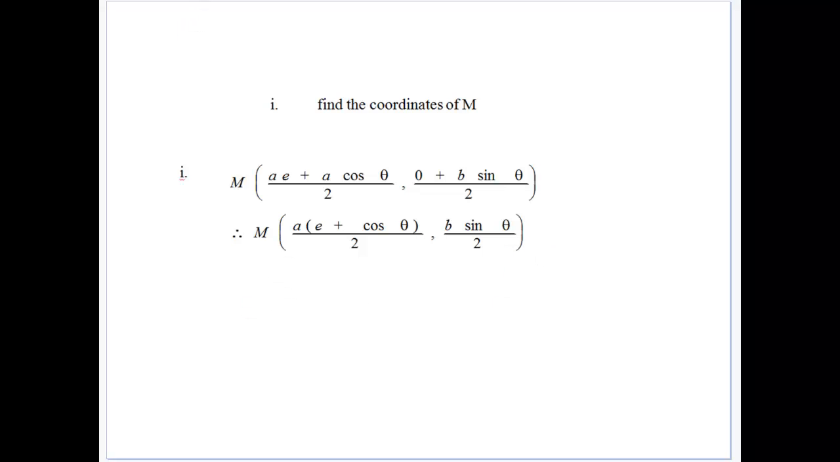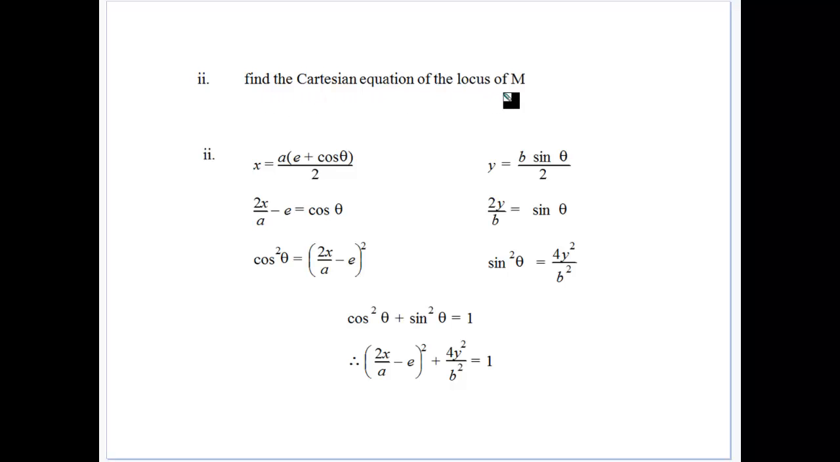The next part says find the Cartesian equation of the locus of M. Now, this is a little easy manipulation we need to do. What we want to do is get back to a Cartesian equation. We're in a parametric form.